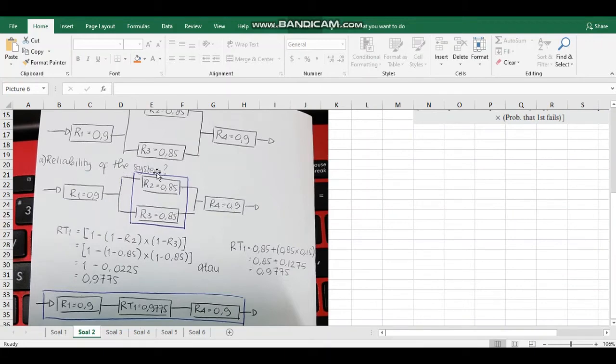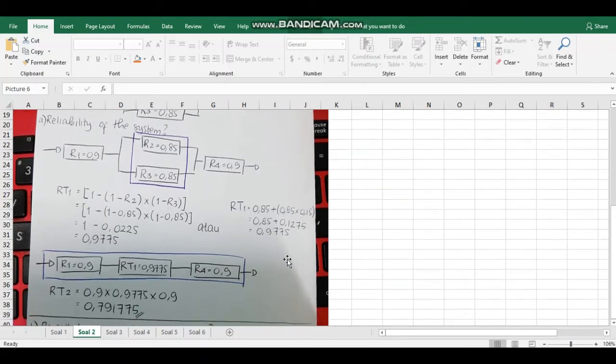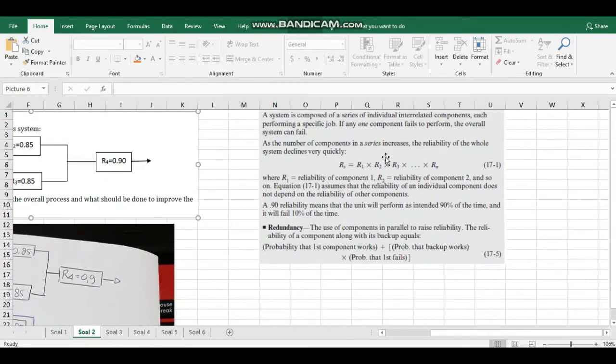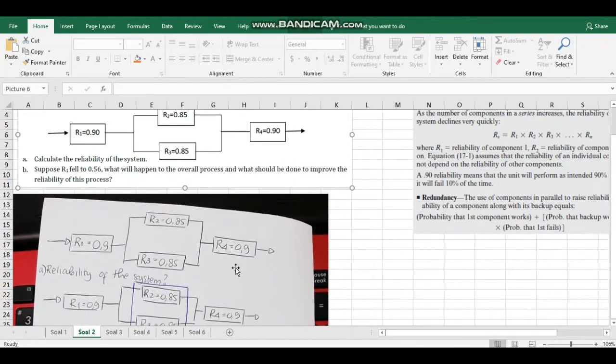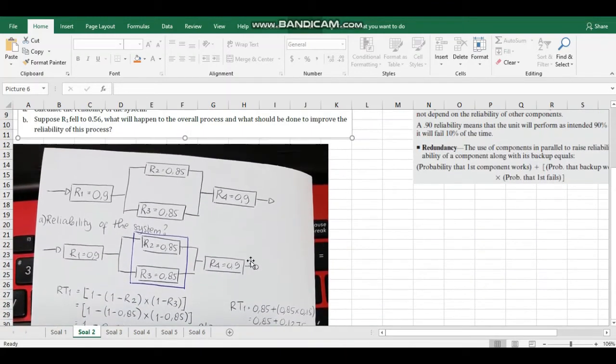And after we calculate this parallel form, finally we get this series for the system. Okay, and finally now we could calculate the reliability for the overall system. Just like this one, you have to multiply the reliabilities of the components if the form of the system is already in series form, like this one.